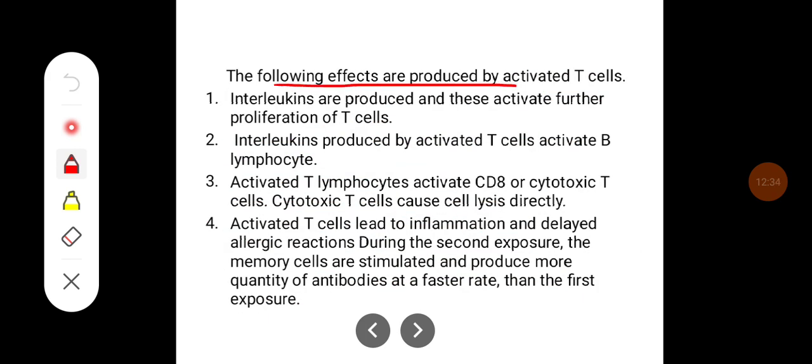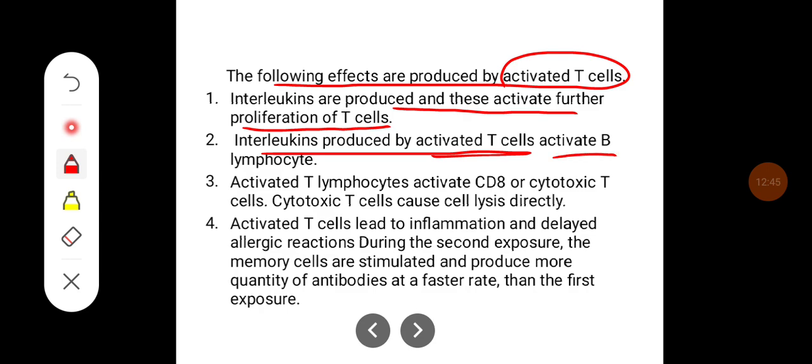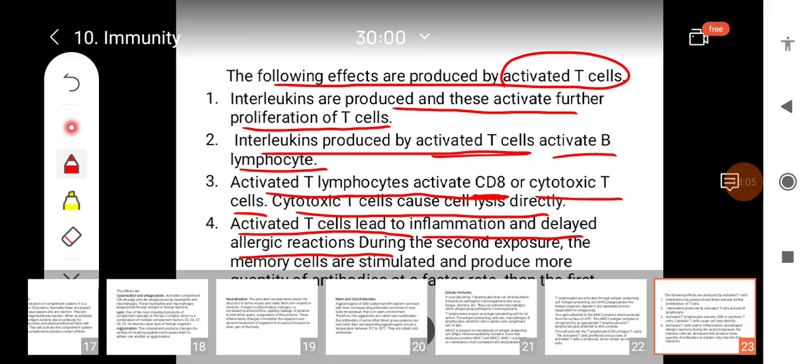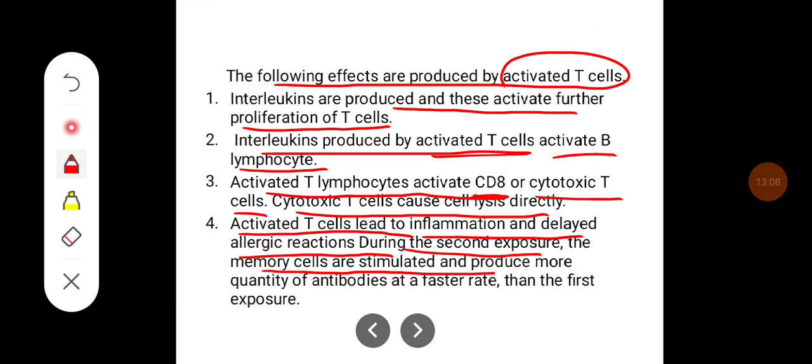The following effects are produced by the activated T cells. Interleukins are produced and these activate further proliferation of the T cells. Interleukin produced by activated T cells activates B lymphocytes. Activated T lymphocytes activate CD8 or cytotoxic T cells, and cytotoxic T cells cause cell lysis directly. Activated T cells lead to inflammation and delayed allergic reactions. During the second exposure, the memory cells are stimulated and produce a greater quantity of antibodies at a faster rate than in the first exposure.